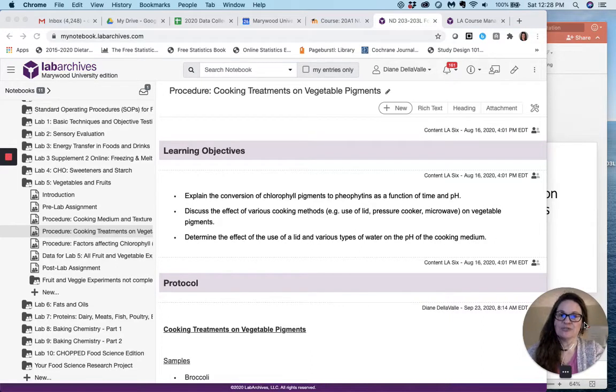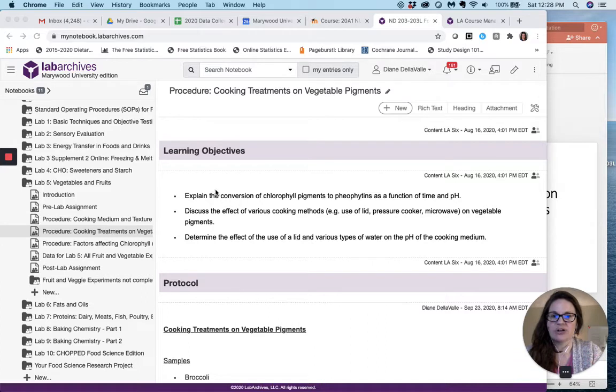All right, so you have been assigned to the Cooking Treatments on Vegetable Pigments lab. This is a set of experiments looking at how different cooking procedures affect the vegetable pigments. I'm going to walk you through this because we're doing this a bit differently this week. Again, you're going to find this here. This is Cooking Treatments on Vegetable Pigments.